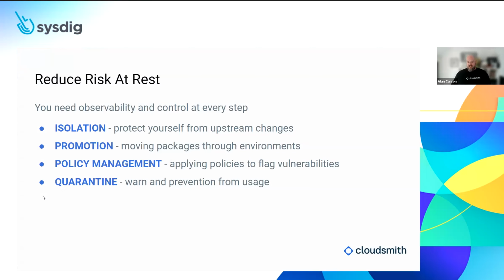And I have a couple of things that you can do. Ultimately, reduction of risk at rest is about observability and control at each step. These four things all coexist in many ways: isolation, promotion, policy management, and quarantine. I'll go through these individually. Essentially, isolation is protecting yourself from upstream changes, promotion is moving packages through environments, policy management is applying policies to flag vulnerabilities, and quarantine gives you the ability to block any package or container that hasn't passed your policy management.